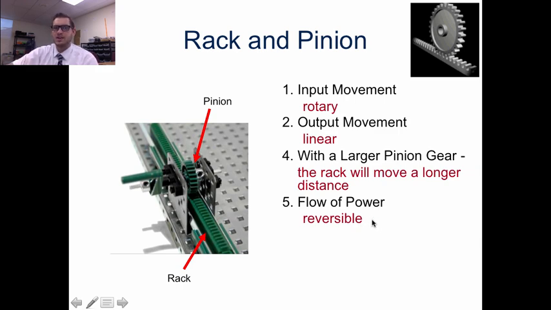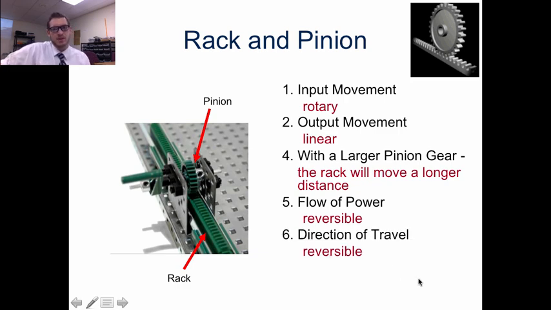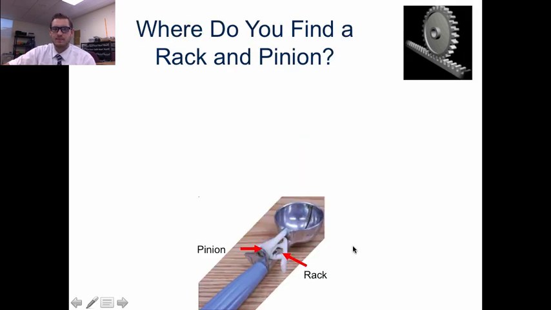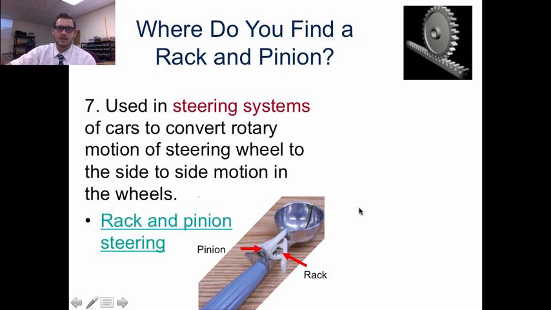The flow of power is reversible. And this one, if you push on the rack side, then it will actually spin the pinion. Or if you spin the pinion, it will move the rack. Both. And direction of travel is also reversible. So you can spin it one direction or the other direction. It'll go left or right. Where do we find them? Well, we see them in a couple places. One is we talked about this is an ice cream scoop. So as you push one direction, it's going to move the ice cream scoop one way and then back the other way. So steering systems is a major one. We see a lot of rack and pinions in cars, automobiles, side-by-sides. We might even bring a few in to try them out.